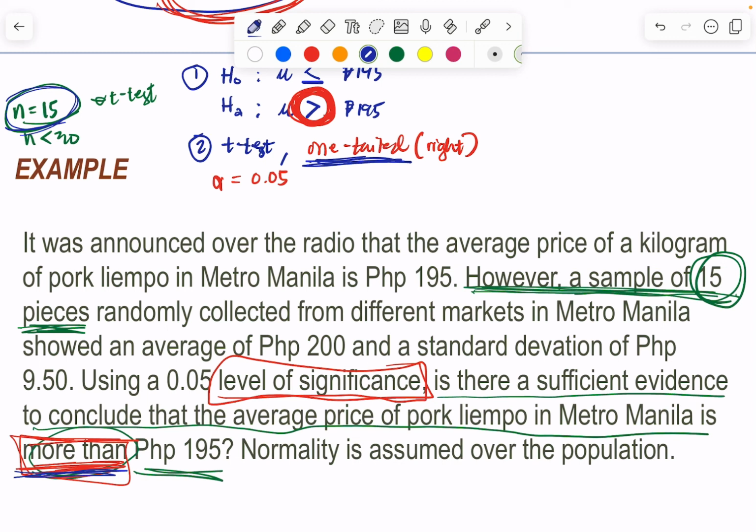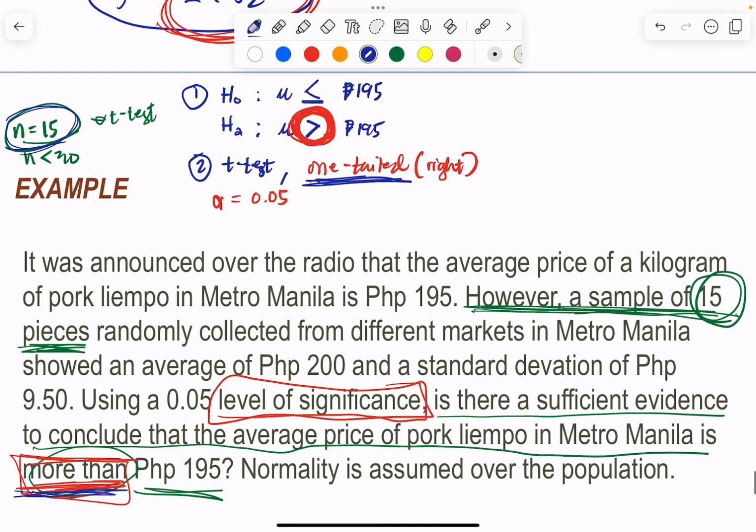And then, after that one, unsa pa next? So, pangitaon na nato ang T-critical. Unsay kinahanglan para makita si T-critical? So, you will need your degrees of freedom. Unsa na ang degrees of freedom gani? That is your DF. That's your degrees of freedom. Unsay formula ni degrees of freedom? N minus 1. So, unsay amo ang N? 15 minus 1. So, that will be 14. So, your DF is 14.